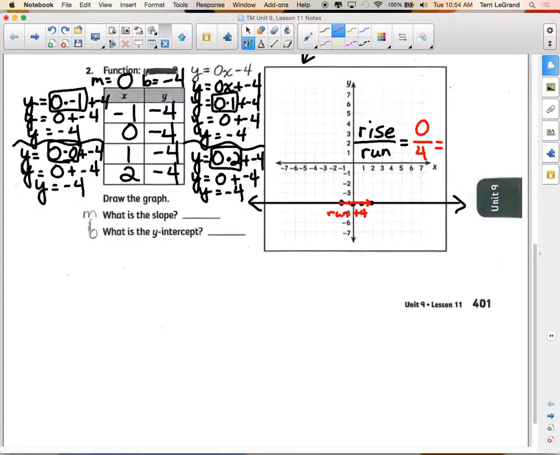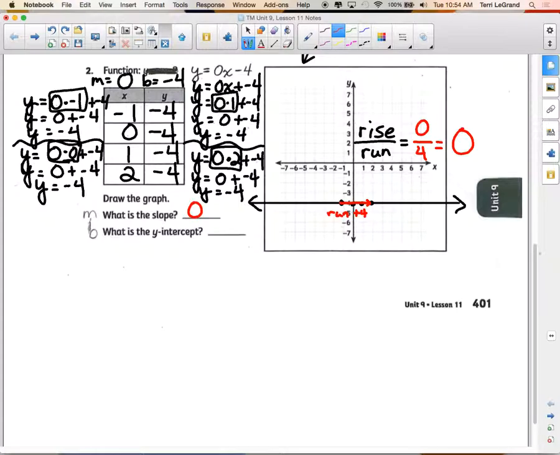To go from one point to the other, do you have to go up or down at all? No, we better all have a rise of 0, right? And now the run's going to depend on which points you use. How far did you have to come over, and in which direction? So 1, 2, 3, 4, or negative 1, negative 2, negative 3, negative 4. It doesn't really matter because 0 divided by anything except itself, because we can't divide by 0, is 0. So our slope, we discovered, is 0.